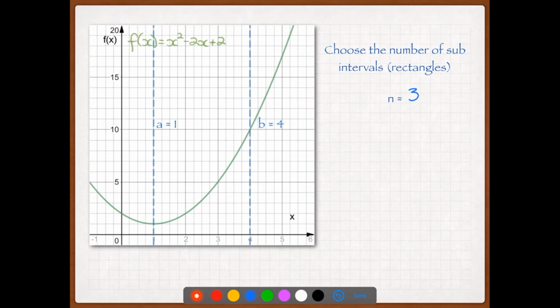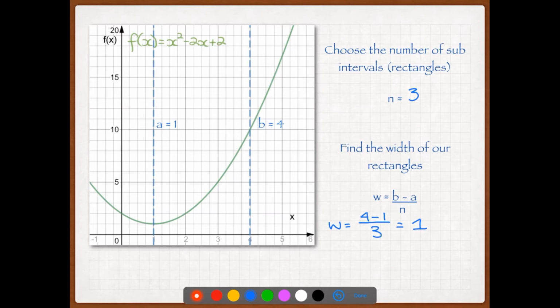Once we've got the number of rectangles we want to split our area up into, we then need to find out what the width is. We can use this handy little formula here, which is just the width is the upper bound minus the lower bound, all over the number of rectangles that you want to split into. So here we've got w equals b, which in this case is 4, minus a, which is 1, over n, which is 3. So our total is just 1. Very, very simple to see it all.